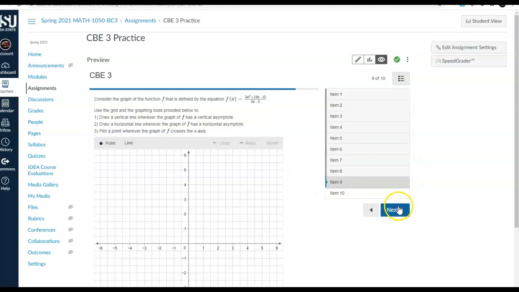Okay? All right, next one, I'm looking to draw my vertical asymptote. Again, I need to factor this numerator to find out where we're looking at here. So I've got 3x squared plus 12x minus 15 all over 2x minus 3.